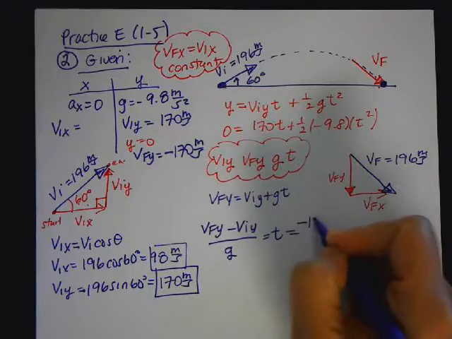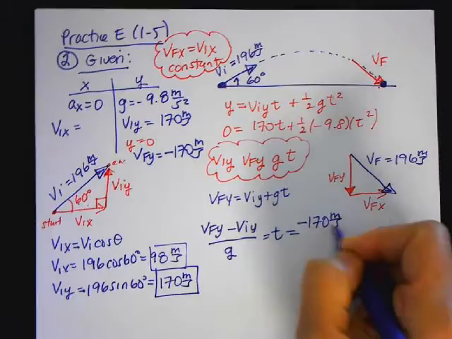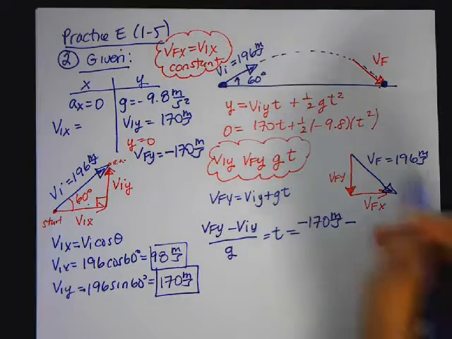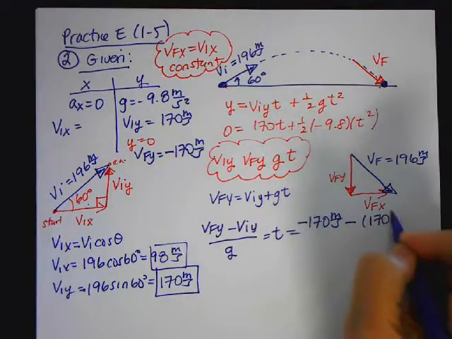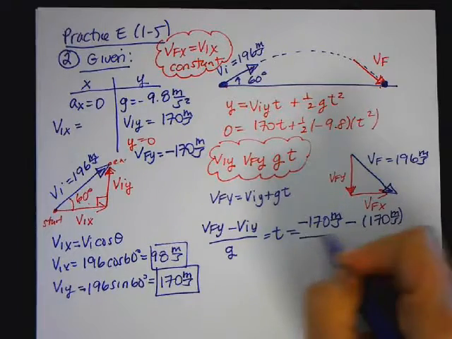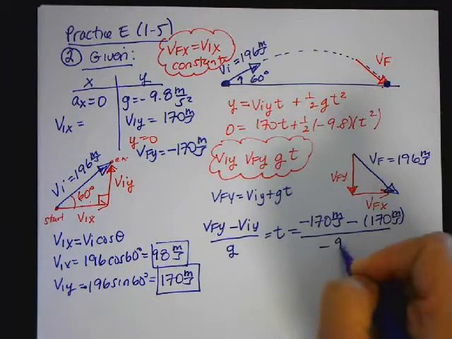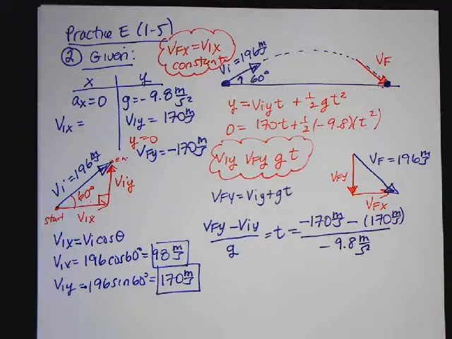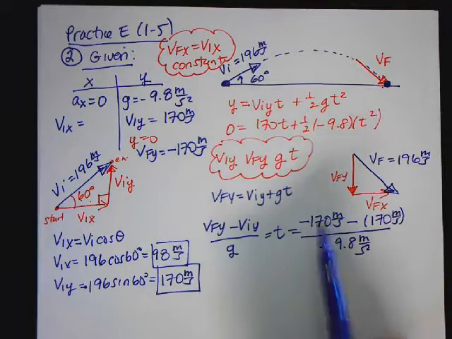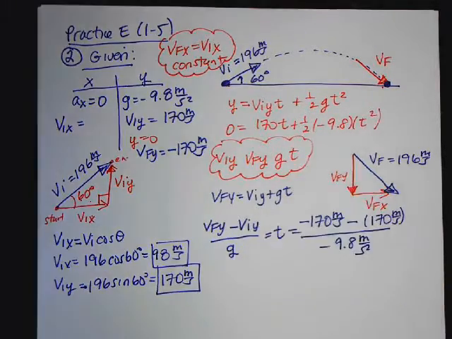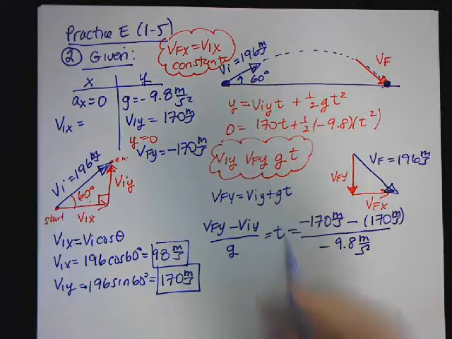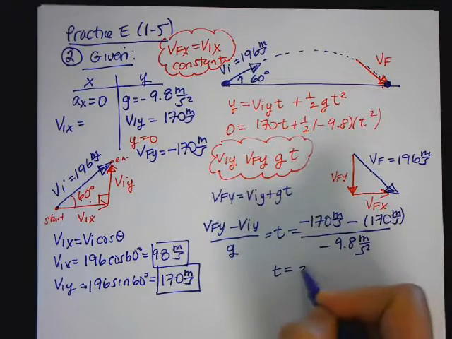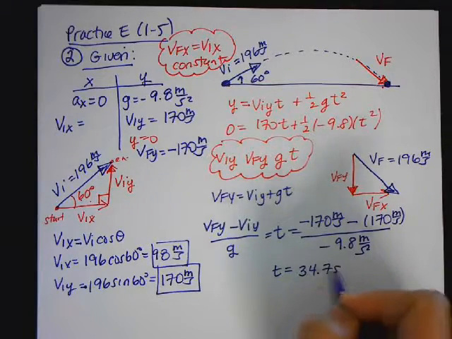VFY is negative 170 meters per second, minus VIY, which is positive 170 meters per second, divided by negative 9.8 meters per second squared. Now when I do this, the negatives in the numerator cancel with the negative in the denominator, but you see how it's negative 170 plus negative 170, because you're subtracting it, okay? So my time comes out to be 34.7 seconds.